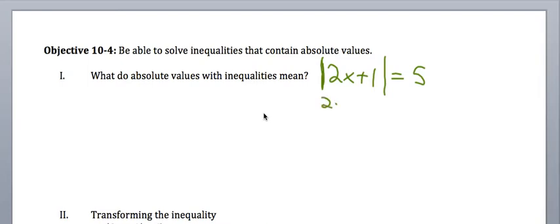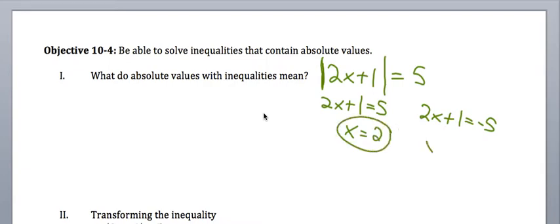And if we remember right, what this really means is that whatever is inside the absolute value could be equal to 5, or it could be equal to negative 5, because when you take the absolute value of negative 5, you get a positive 5. If we solve each of these, when we solve this one, we get x equals 2. When we solve this one, we get x equals negative 3. Okay, so there's this issue with absolute values turning negatives into positives.